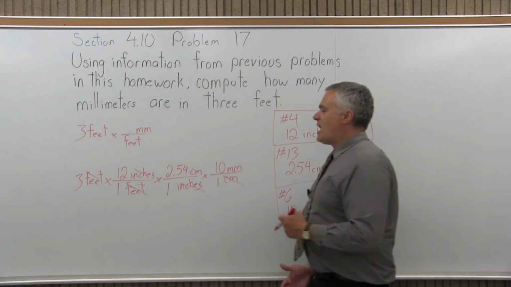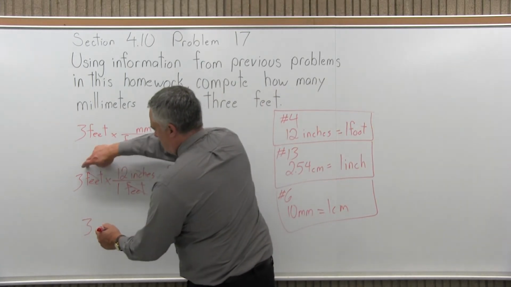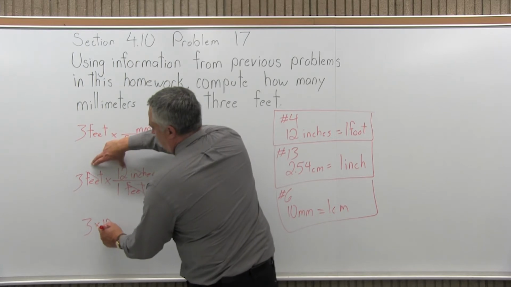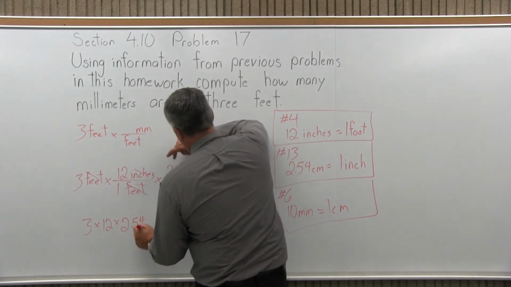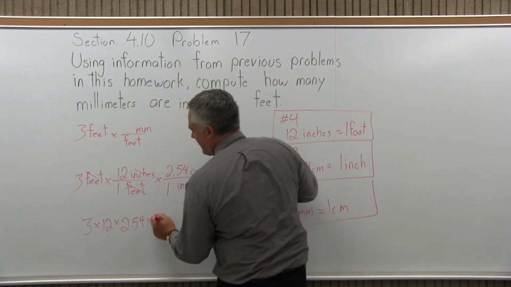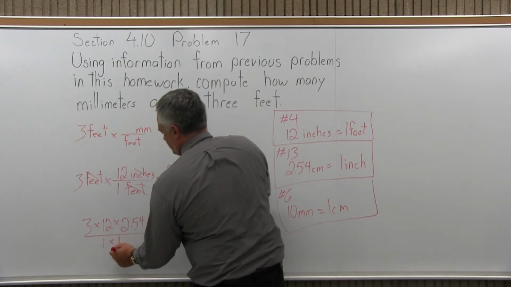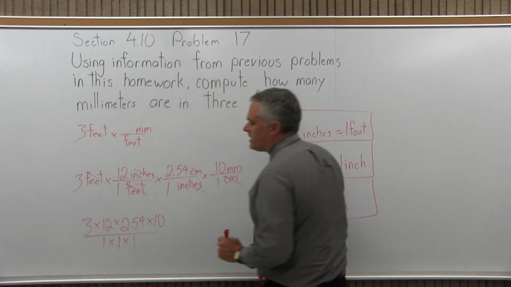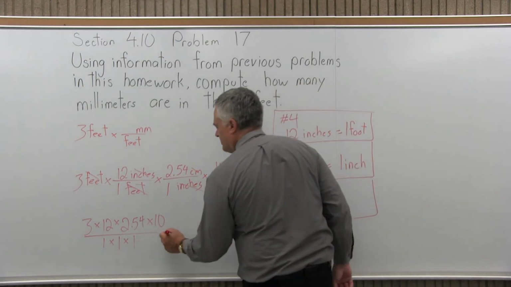So now, what are the numbers I have to work with here? I'm going to have 3 times 12 times 2.54 times 10. And in the denominator, really just 1 times 1 times 1. The denominator won't change anything. And my units of measure will be millimeters.